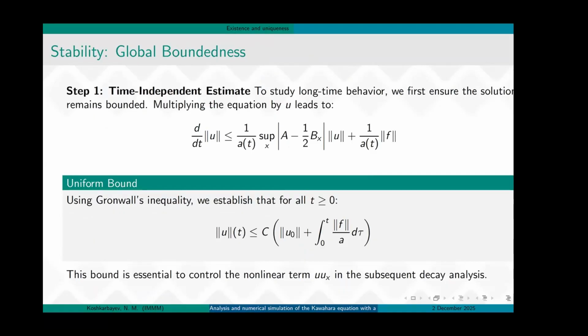We also study the stability and long time behavior of the solution. First, we establish a global bound on the L2 norm, as shown in this inequality. The solution remains bounded for every time, provided the source term is controlled.